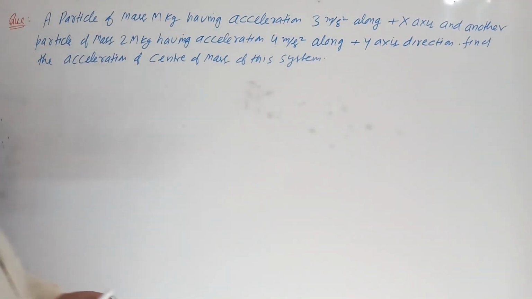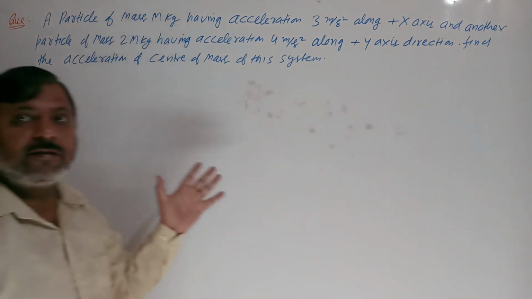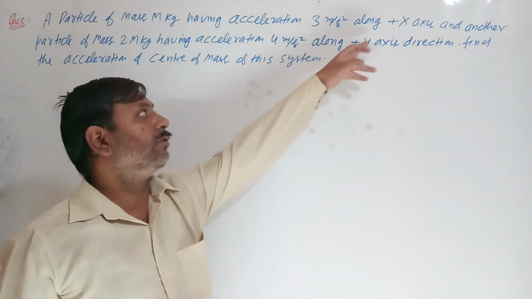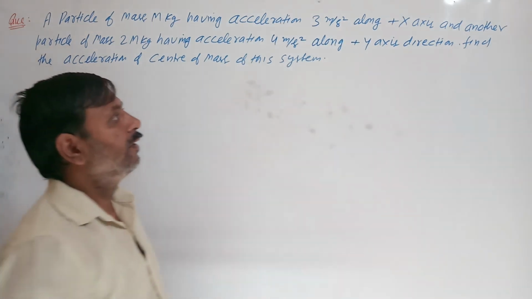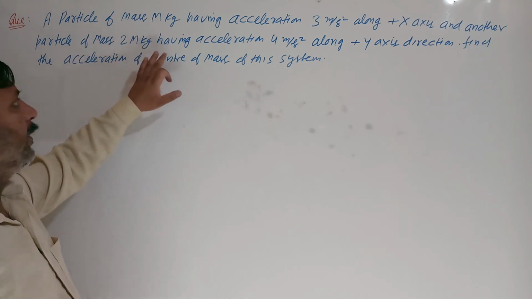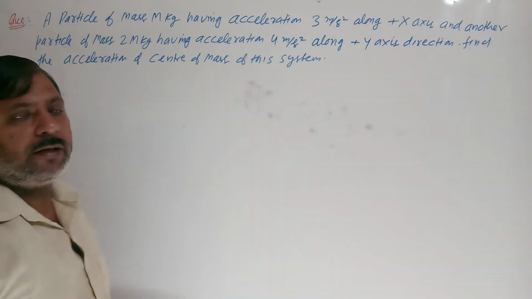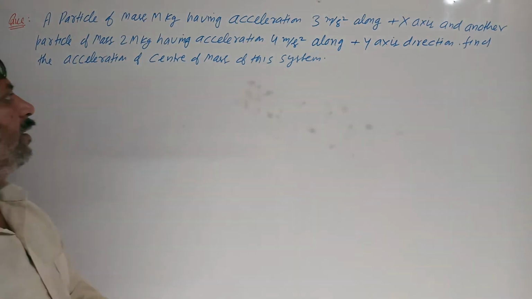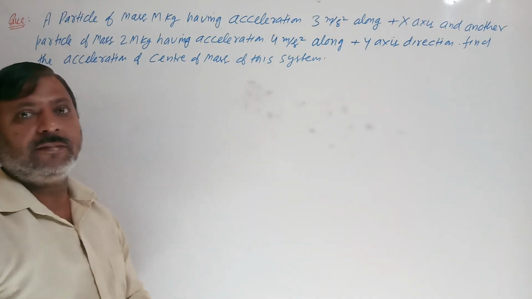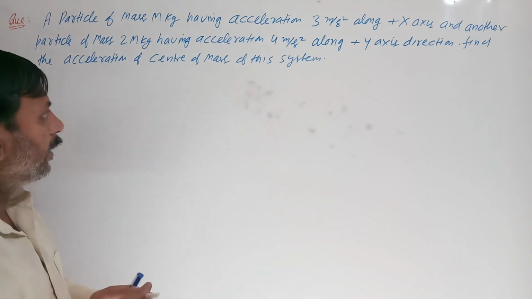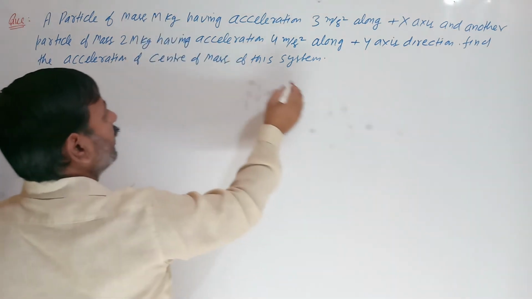See, one question is there. A particle of mass m kg having acceleration 3 meter per second square along positive x-axis, and another particle of mass 2m kg having acceleration 4 meter per second square along positive y-axis direction. Find the acceleration of center of mass of this system. So what will be the acceleration of center of mass? So here we can see what they have given.